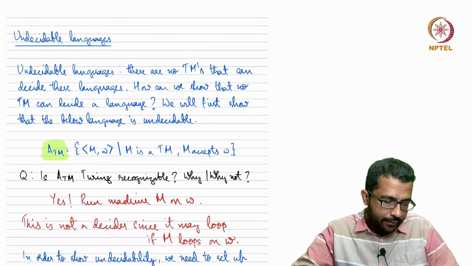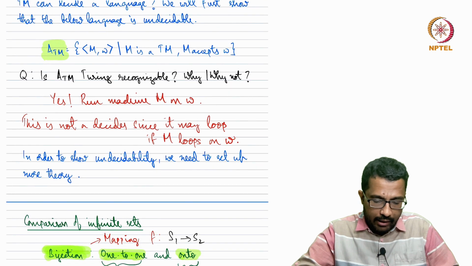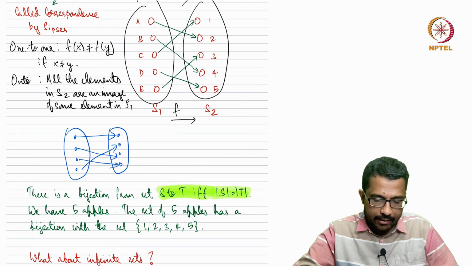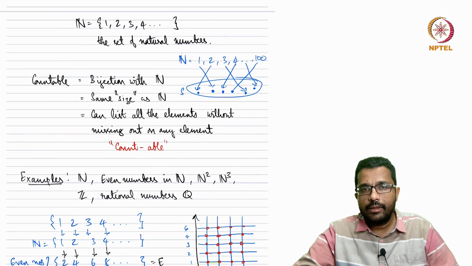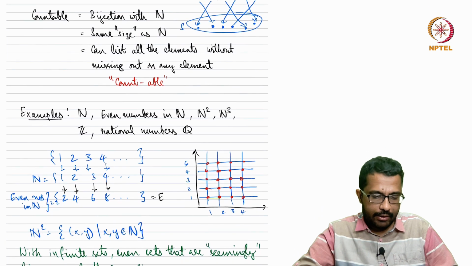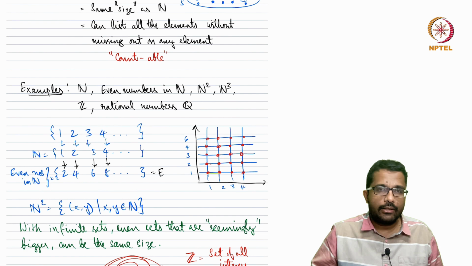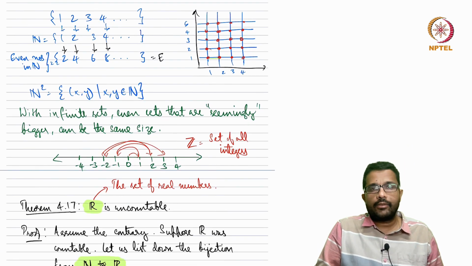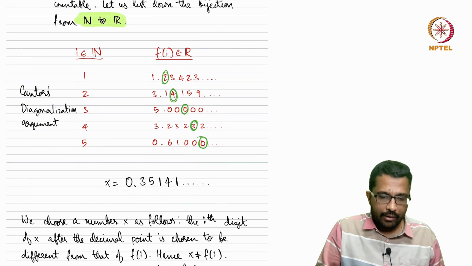In lecture 35, we started building towards the theory of undecidable languages. We defined bijection, it's called a correspondence in Sipser. We defined countable sets. We saw that N, Z, Q, the set of all natural numbers, integers, and rational numbers are countable. We saw that R, the set of all real numbers, is uncountable.